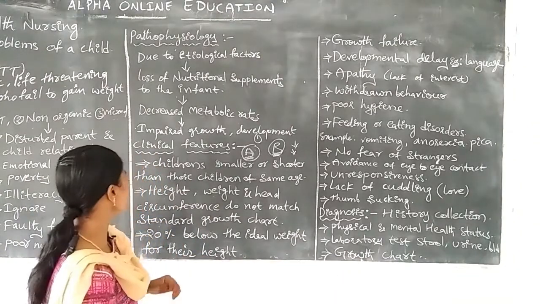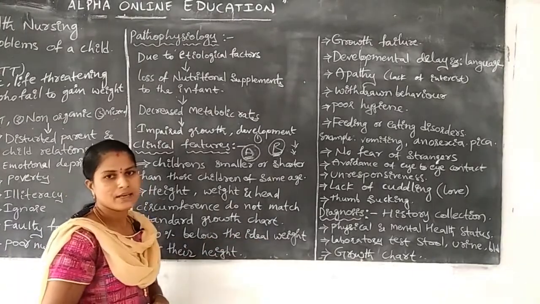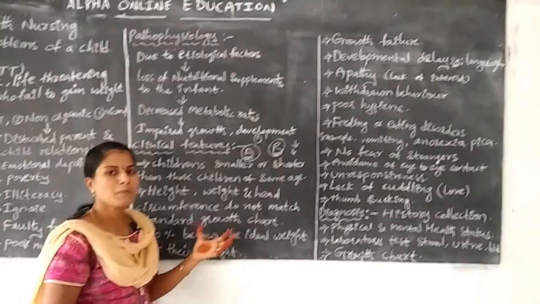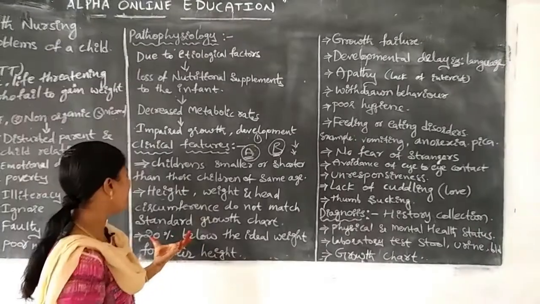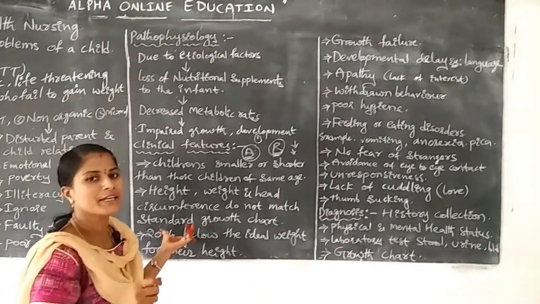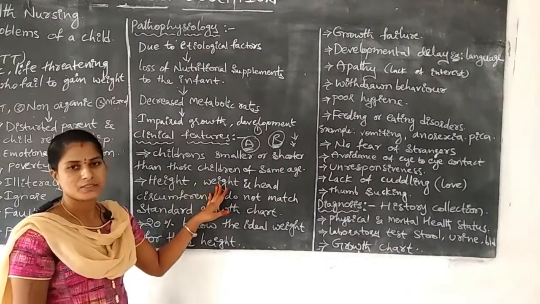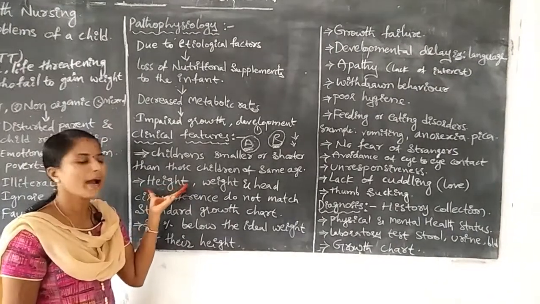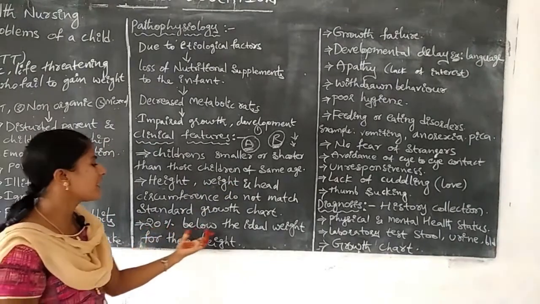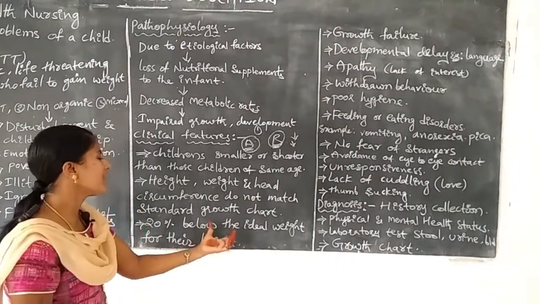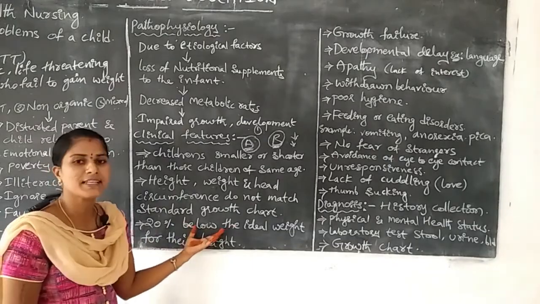Next symptom: the ideal weight should be less by 20%. The ideal weight means, for example, if 10 kgs is the weight in a 1 year old child, the infant loses up to 20% of that weight. Another symptom is that they do not have the height and weight according to their age group. The normal weight of the 1 year age group is 9 to 10 kgs, and they have lost 20% of it.